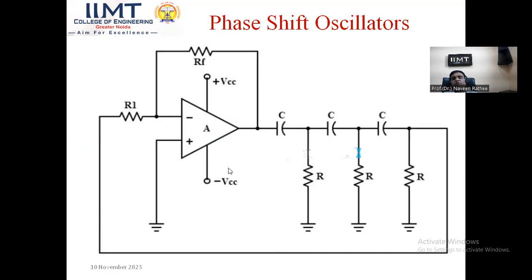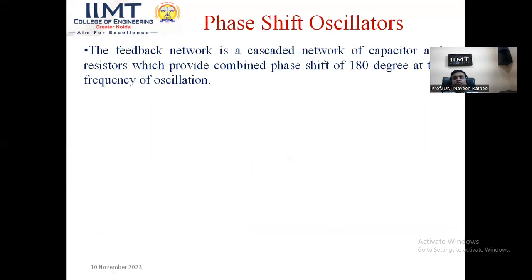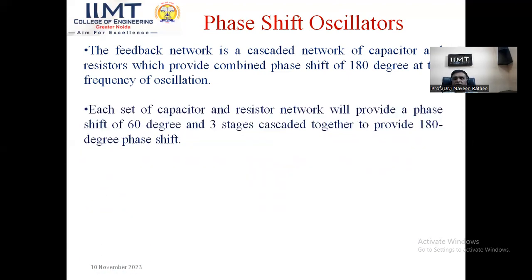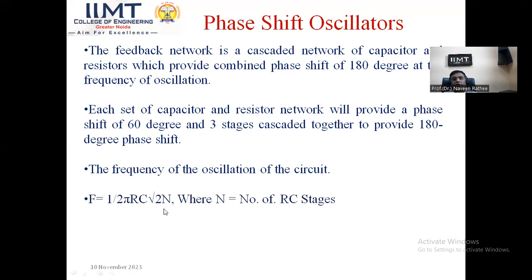So this is the RC phase shift oscillator. The feedback network, as I told you, R and C we have connected. The combined phase shift of 180 degrees will provide the frequency of oscillation. Each capacitor stage is providing a 60 degree phase shift. Three stages we have connected, so we get 180 degree phase shift. And the frequency of oscillation, how do we calculate? F equals 1 upon 2 pi RC under root of 2 times N, where N indicates the number of RC networks. Here we have connected 3, so you can keep N equal to 3 and then calculate the frequency.